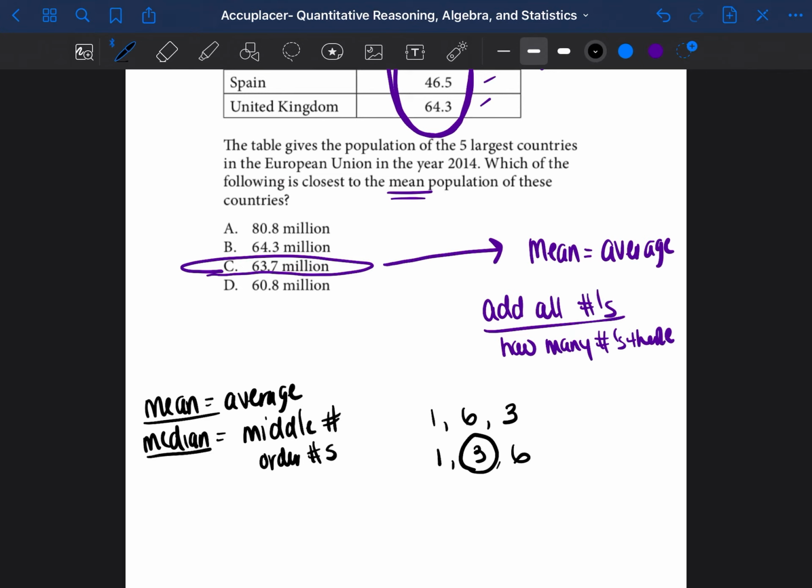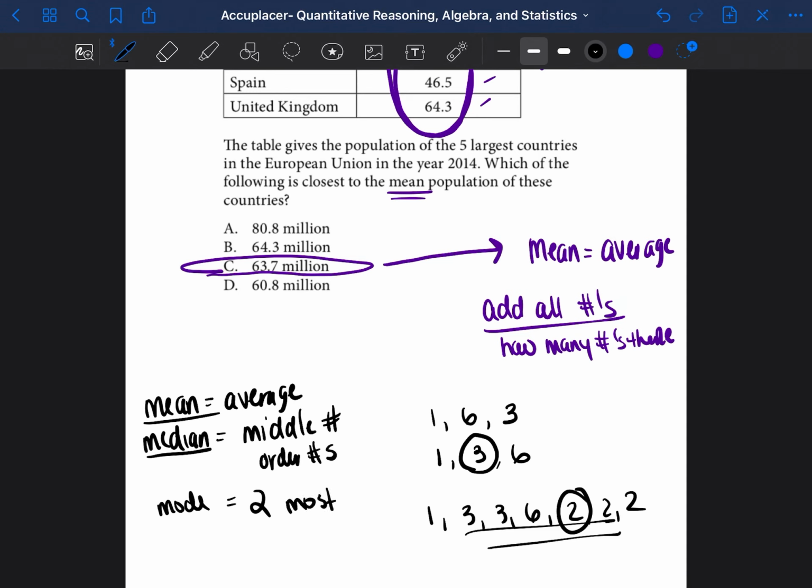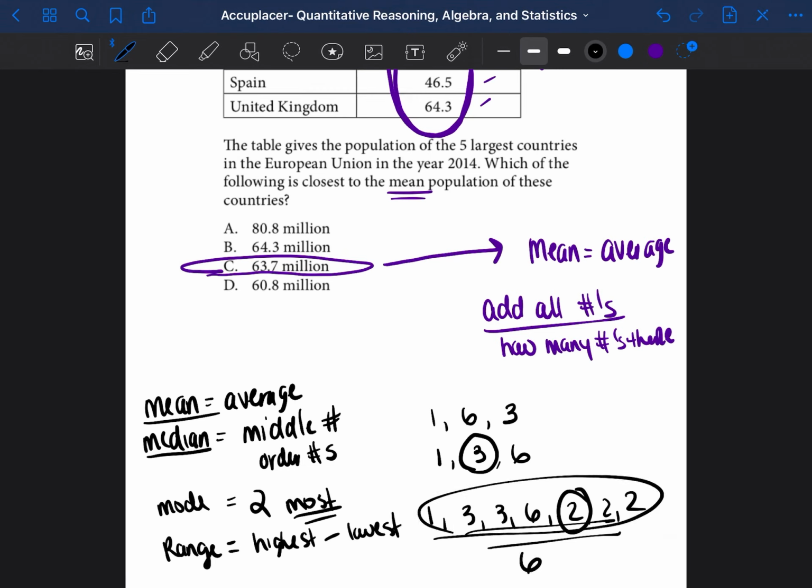So you have mean, median, you have mode. Mode just means the number that you see the most. So if I have 1, 3, 3, 6, 2, 2, and 2, the number 2 would be the mode because it's the number that we see the most. And then there's range. In order to find the range, you just take the highest value and subtract the lowest value. So in this set of numbers, the highest value is 6, the lowest value is 1, so the range would be 5.